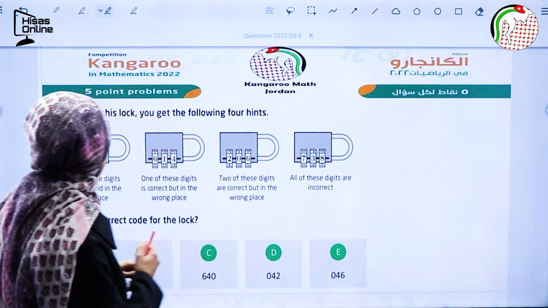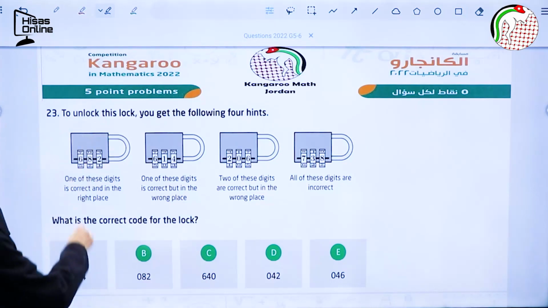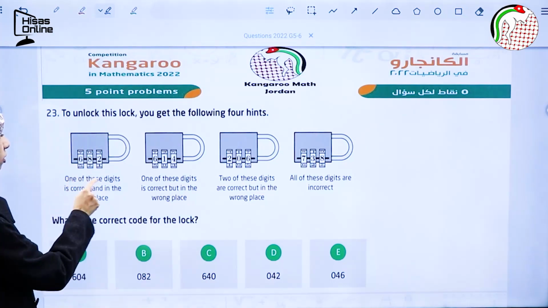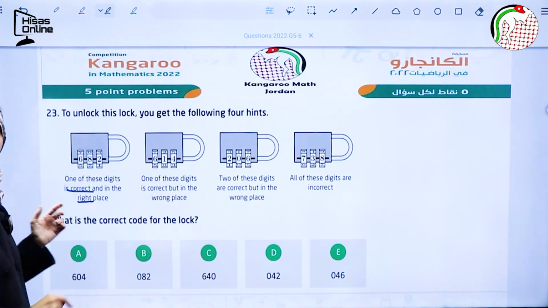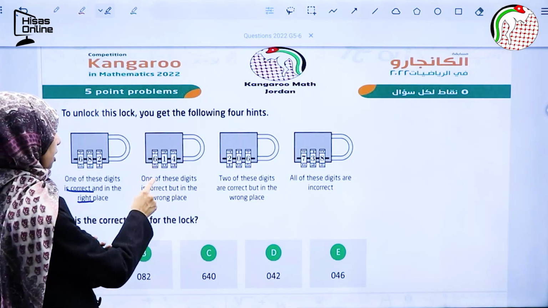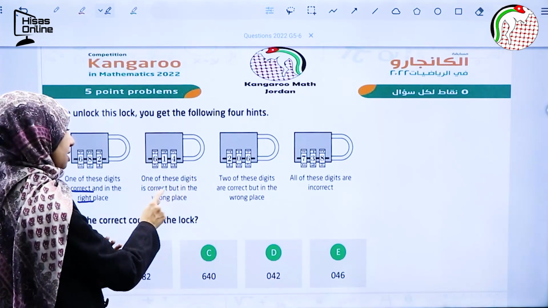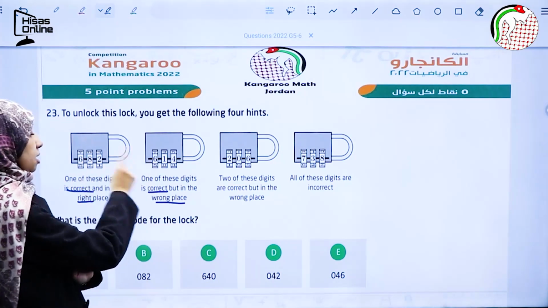Now, let's see the information under each lock here. In here, I have one of these digits is correct and in the right place. So we have one correct digit and in the right place. On the other side here, I have one of these digits is correct but in the wrong place. And I can see that 6 repeated here.